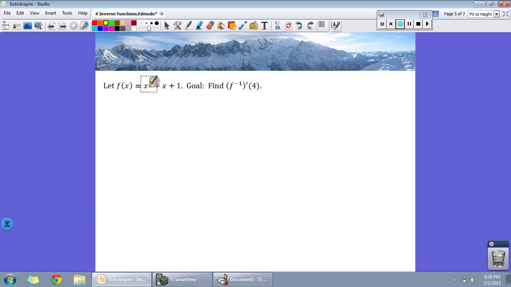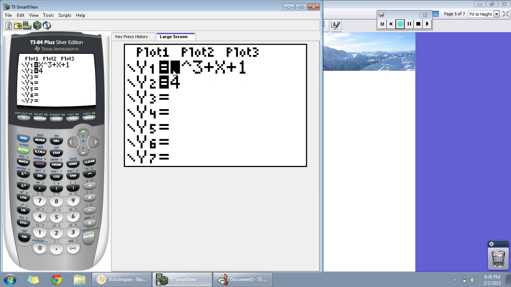Then we get to functions that are a little bit more difficult. We still want to figure out what's the x value for this y value, and for that we're going to use our graphing calculator. So you're going to graph x cubed plus x plus 1 and the y value 4. This is following along with the example at the top of the back page of the worksheet.